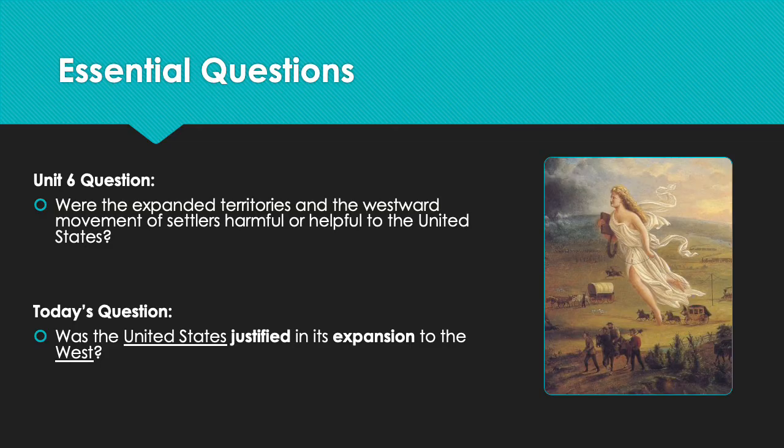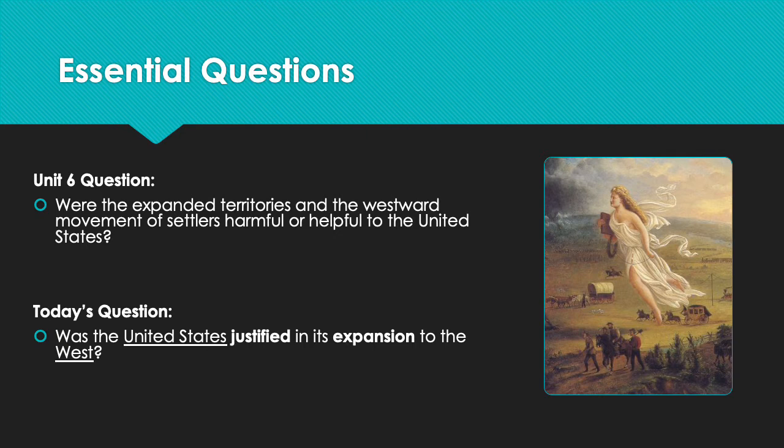So as we start a new unit, we always want to go over what our essential questions are going to be for this unit. So for the overall unit, we're going to be answering the question, were the expanded territories and the westward movement of settlers harmful or helpful to the United States? The question we're going to be addressing today is, was the United States justified in an expansion to the west?